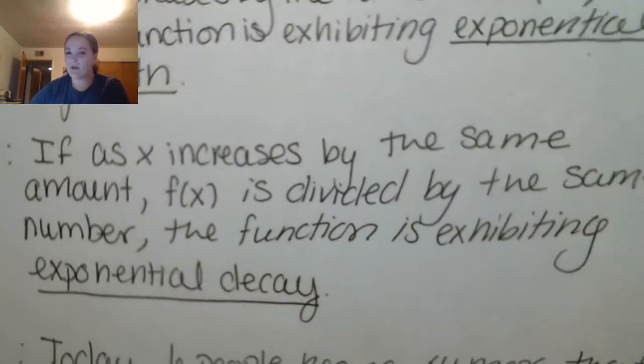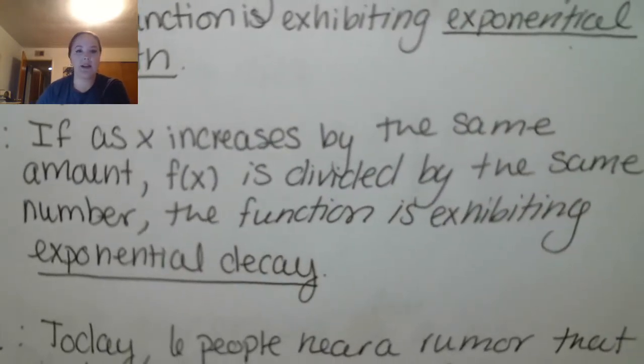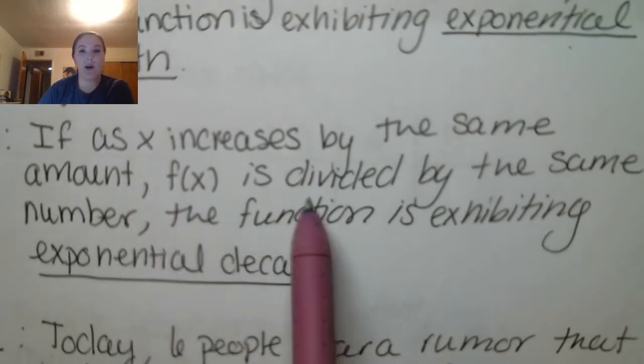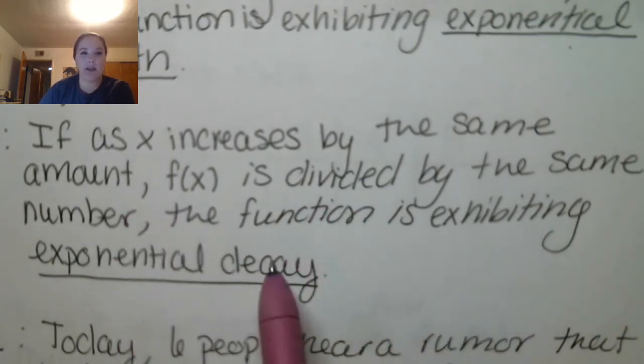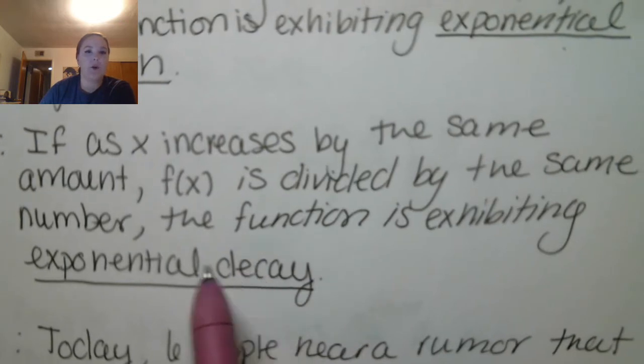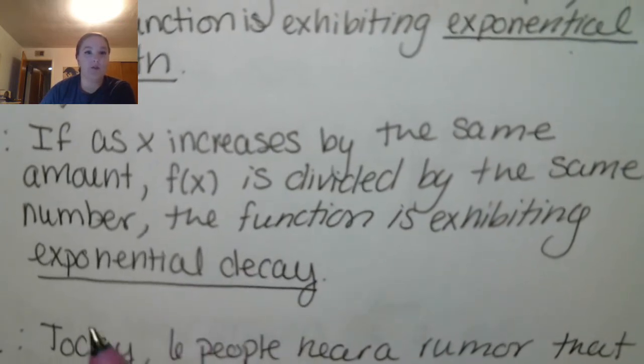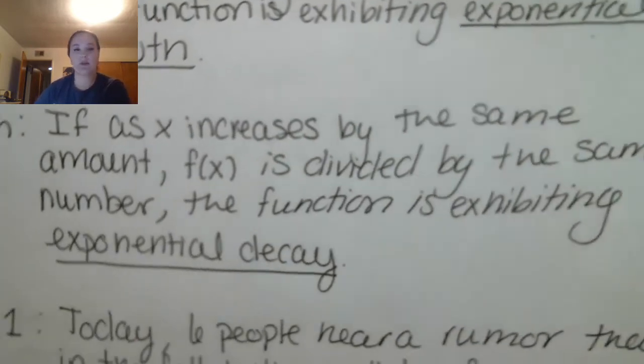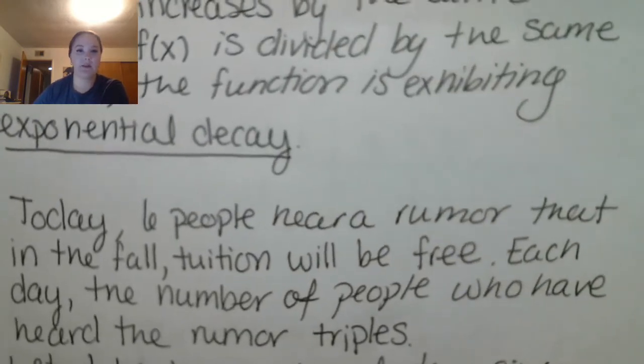Exponential decay is when, as x increases by the same amount, f of x or the y value is divided by the same amount. We call that exponential decay. So for example, as x goes up by 1, y might be halved or quartered. Let's look at an example of this.